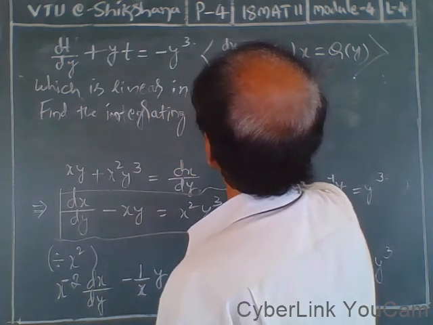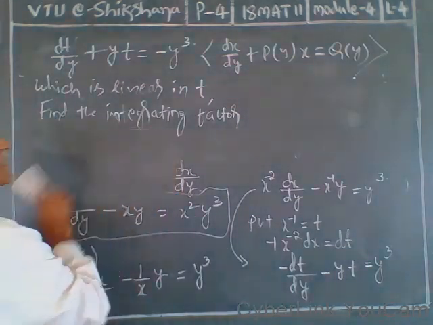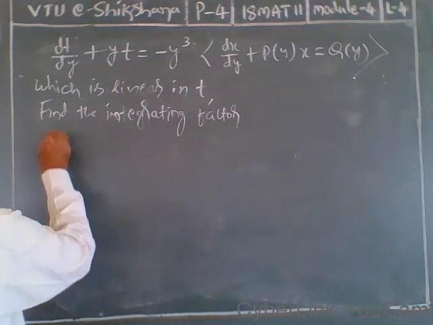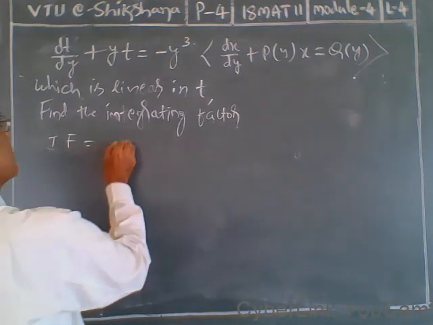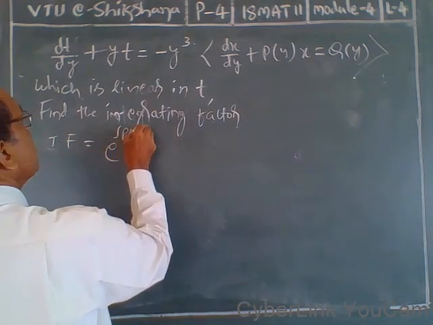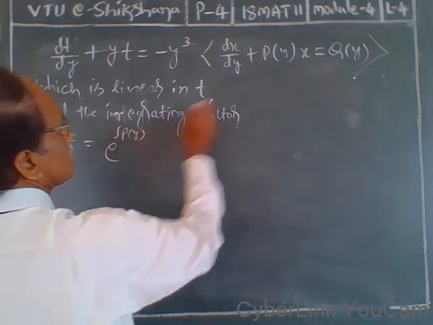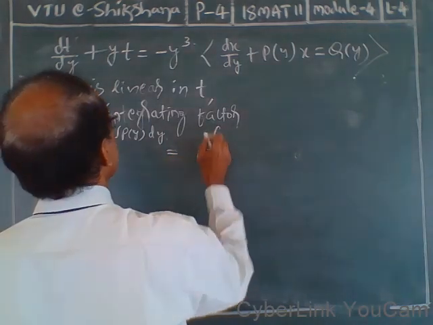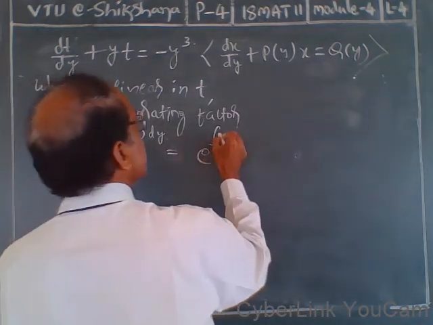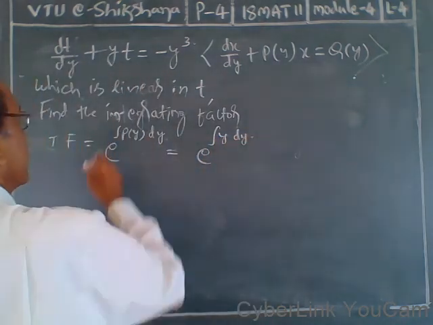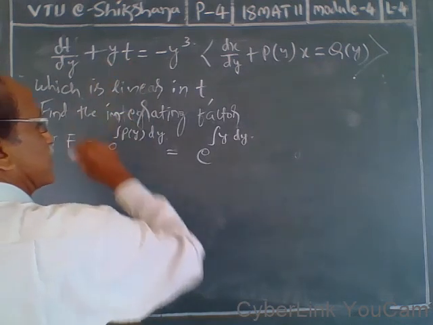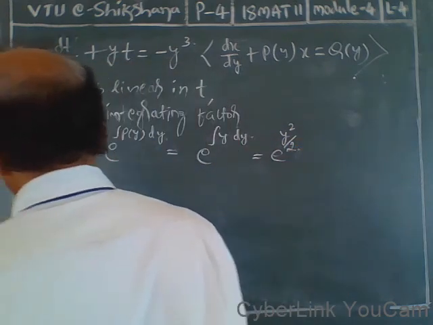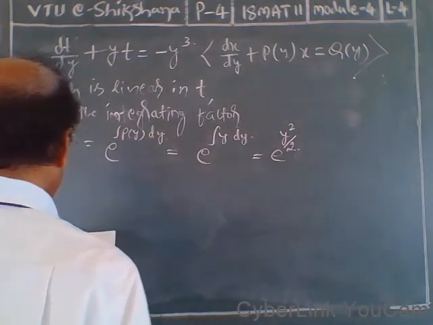Find the integrating factor. How to find the integrating factor? The integrating factor, I of y, is equal to e to the power integral p of y dy. Here p of y is y, so the integral of y dy is y square by 2, and the integrating factor is e to the power y square by 2.